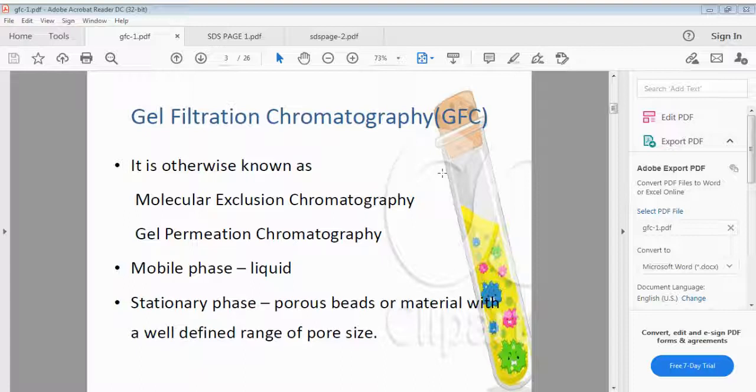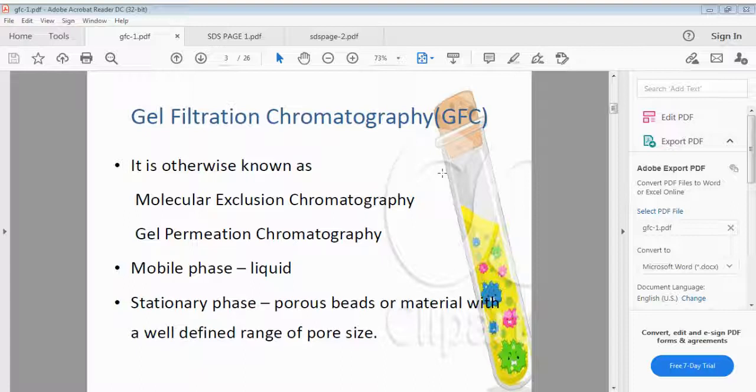So what is the gel? Gel is the stationary phase. It can be Sephadex, it can be silica gel, which have the property to swell when mixed with a suitable solvent. So this is otherwise called molecular exclusion chromatography. That means the gel will allow the smaller molecules to enter the pores and get trapped in the gel, whereas the bigger molecules are excluded out of the gel. They are not allowed to permeate or enter the pores of the gel.